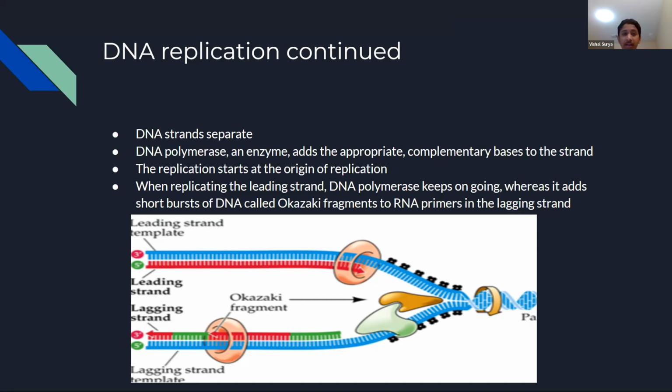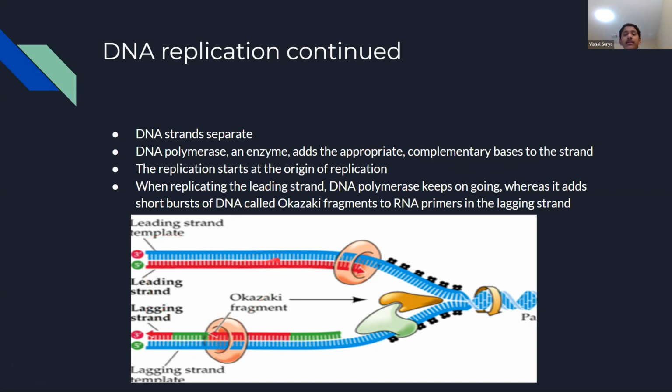Another thing to know is that the replication starts at a point of the DNA called the origin of replication. There are two different strands, because it's a double helix. The top one here is going to be the leading strand. The bottom one here is going to be the lagging strand.